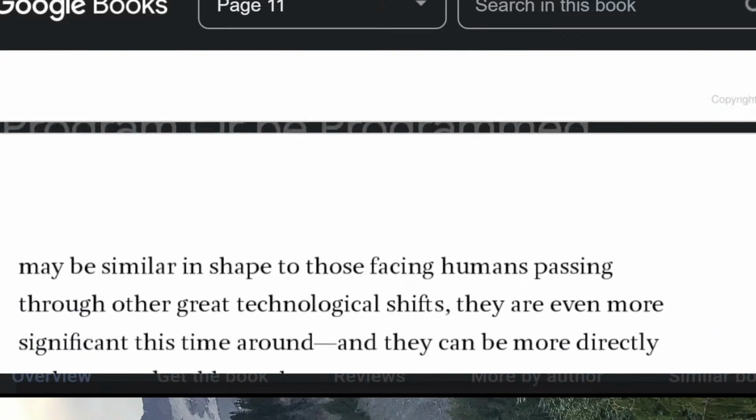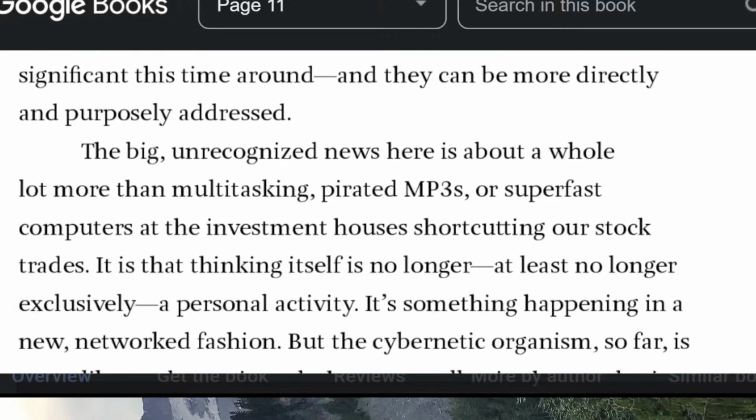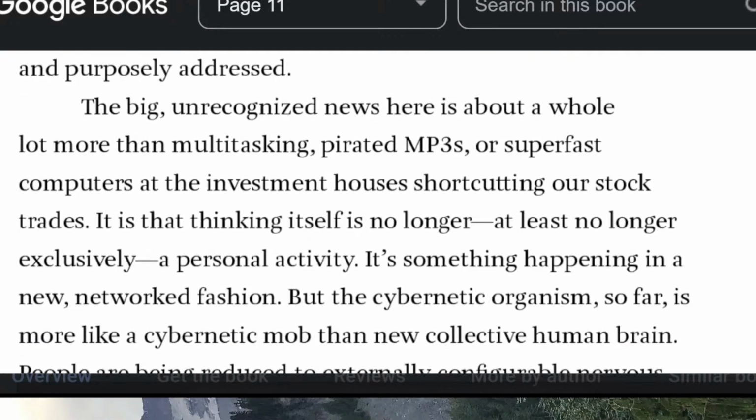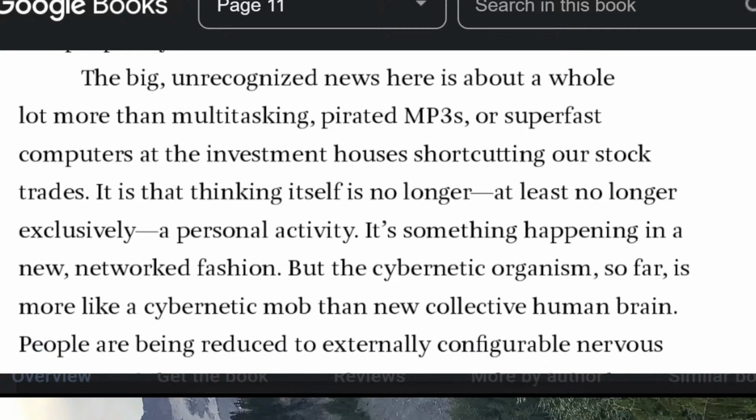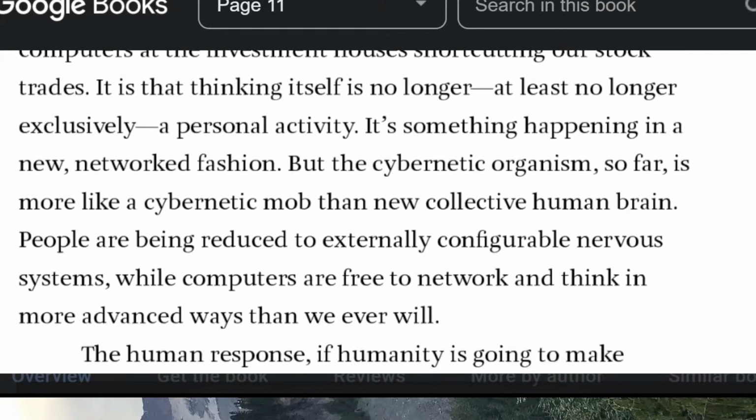And while the questions may be similar in shape to those facing humans passing through other great technological shifts, they are even more significant this time around, and they can be more directly and purposely addressed. The big unrecognized news here is about a whole lot more than multitasking, pirated MP3s, or super fast computers at the investment houses shortcutting our stock trades. It's that thinking itself is no longer, at least no longer exclusively, a personal activity. It's something happening in a new networked fashion.